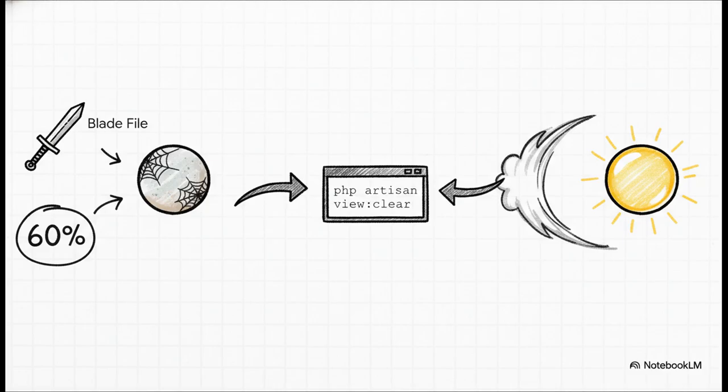The culprit 9 times out of 10 is caching. See, for speed, Laravel compiles your nice Blade files down to fast PHP, and it saves those compiled versions. Usually, it's smart enough to see when you've made a change, but sometimes that cache just gets stale. The fix could not be simpler. Just pop open your terminal and run php artisan view:clear. That's it. It wipes the old compiled views and forces Laravel to make new ones. Seriously, something like 60% of view problems are just an outdated cache.